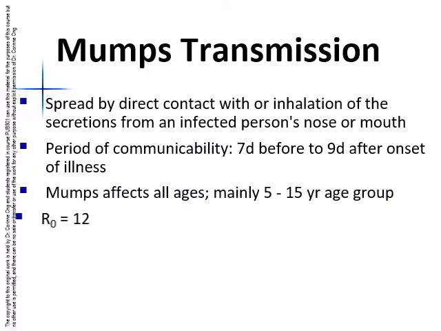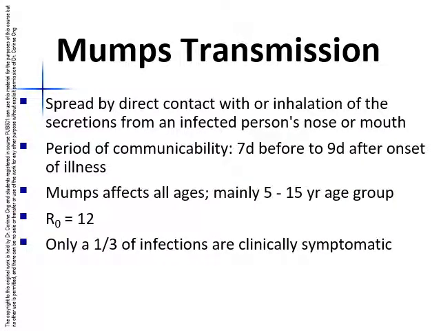Mumps is transmitted by direct contact with or inhalation of the secretions from an infected person's nose or mouth. The period of communicability is 7 days before to 9 days after onset of illness. Mumps affects all ages, but mainly the 5 to 15-year age group, and before vaccines were available, 85% of the population had been infected by adulthood.